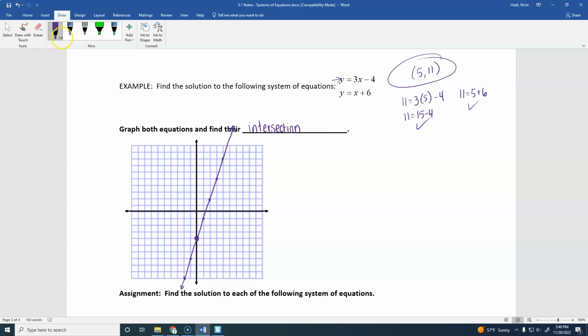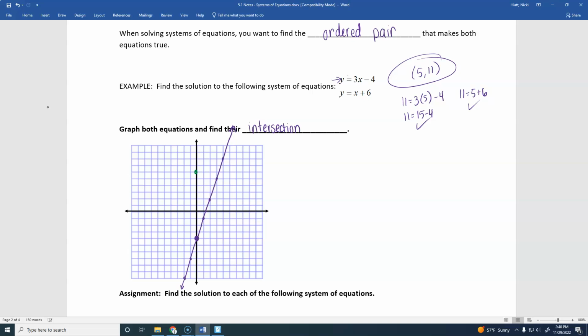And I'm going to use a different color for the second one. It's y equals x plus 6. So 1, 2, 3, 4, 5, 6. And we've got a slope of 1. 1, 2, 3, 4. This one goes off the graph just a little bit. But they are going to cross right here.